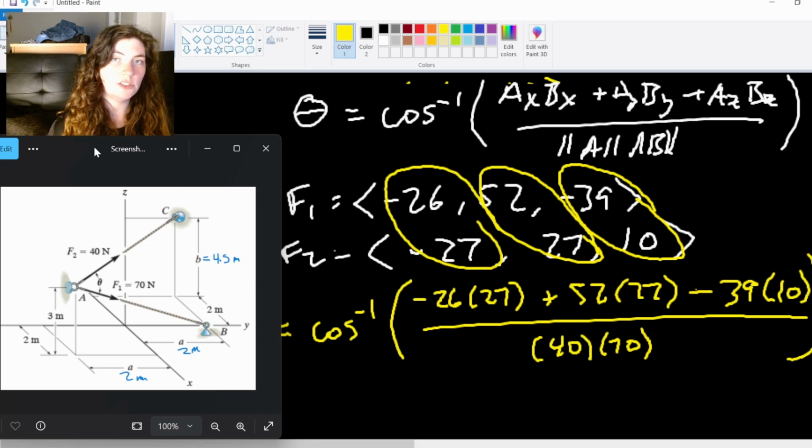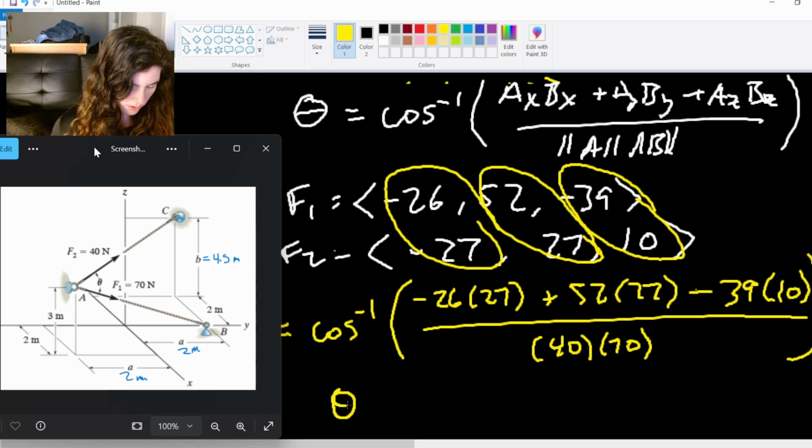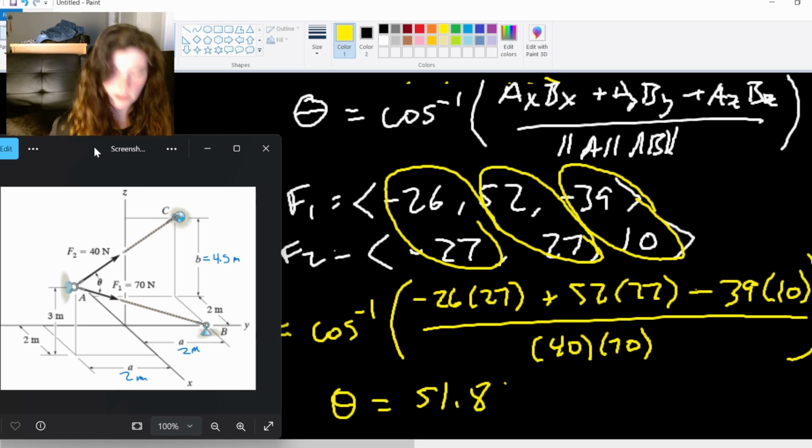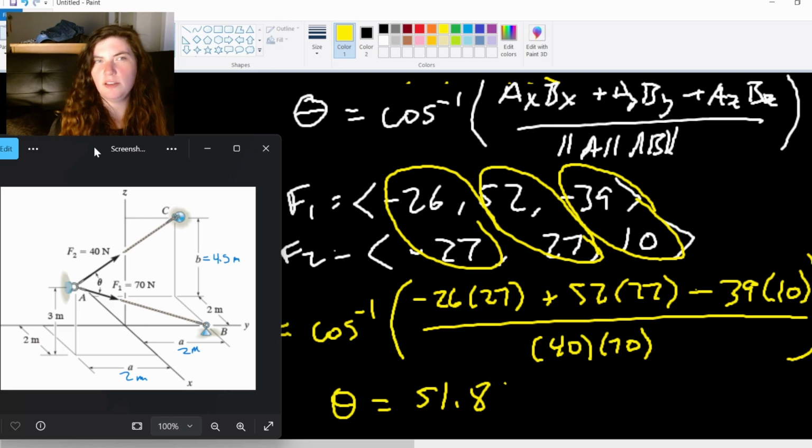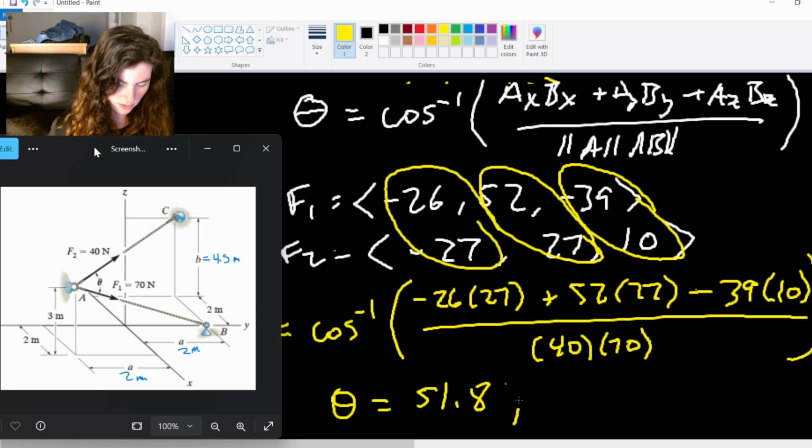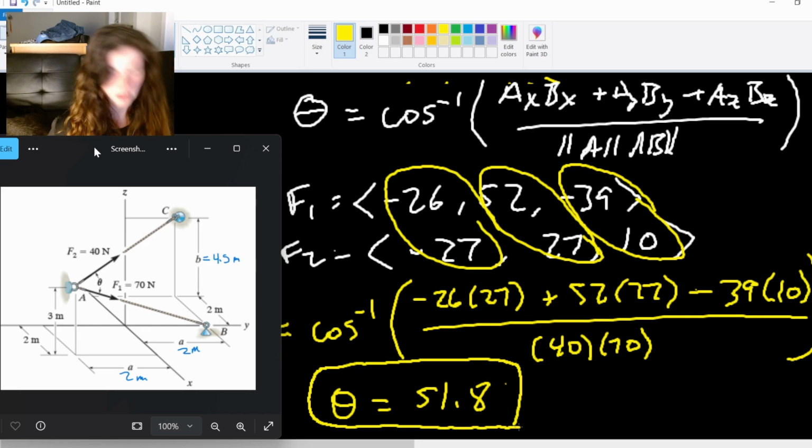Plug all of that into the calculator and finally have our angle. Our angle theta, the angle between them, 51.8 degrees. Somewhere around 52 degrees. I may have had some rounding errors in here, but it should be somewhere around 52. So that's the answer to part 1 of our example.